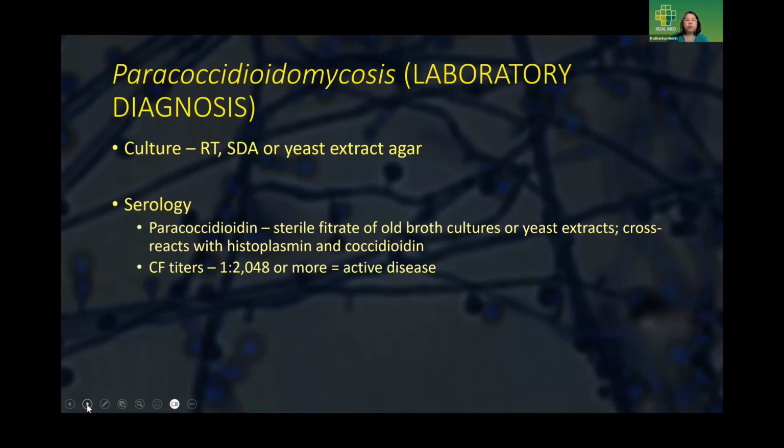Serologic testing is most useful for diagnosis, with antibody to paracoccidioidin measured by complement fixation or immunodiffusion. Healthy persons in endemic areas do not have antibodies to Paracoccidioides brasiliensis. Paracoccidioidin, if used for skin tests, may cross-react with coccidioidin and histoplasmin.